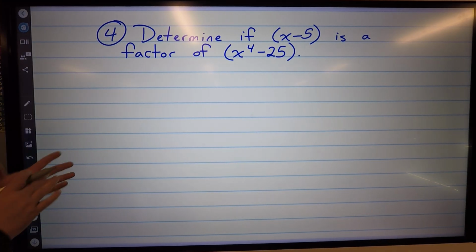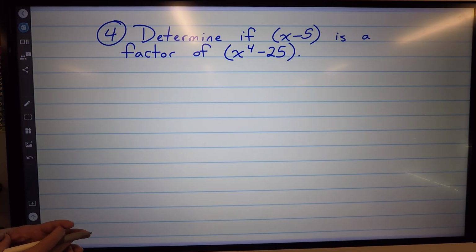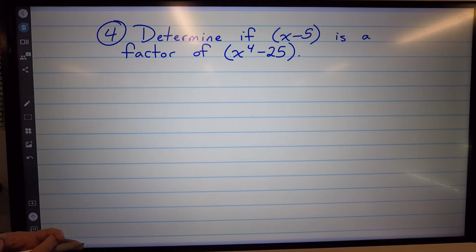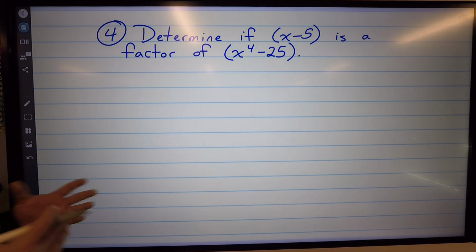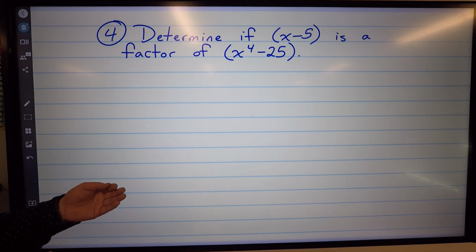All right, here's problem 4 from my 2026 Algebra 2 exam review guide. And the problem states, determine if x minus 5 is a factor of x to the fourth minus 25. So first off, we're going to use the remainder theorem to find the remainder.